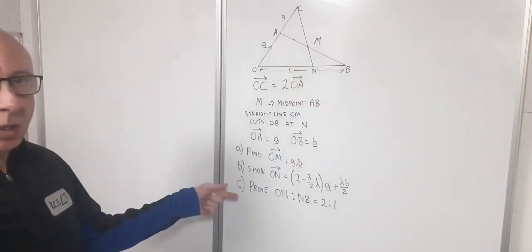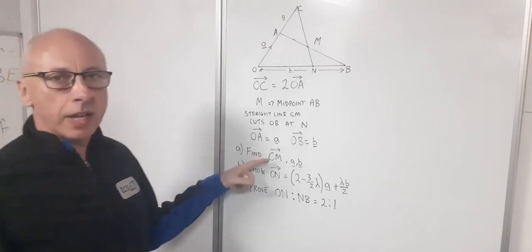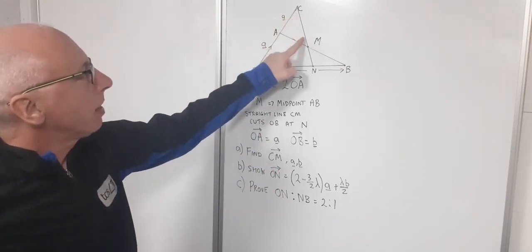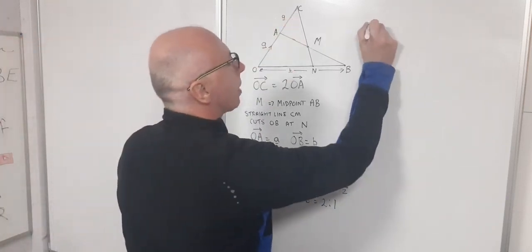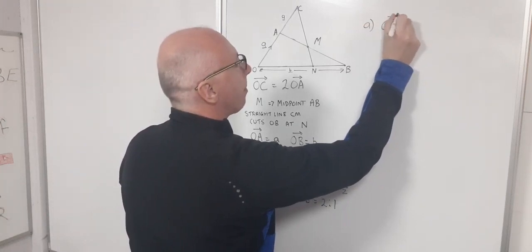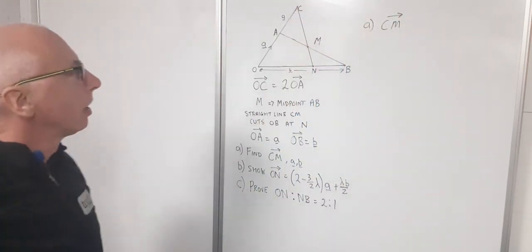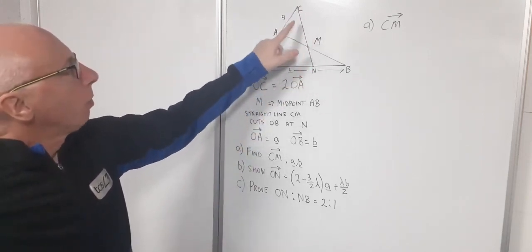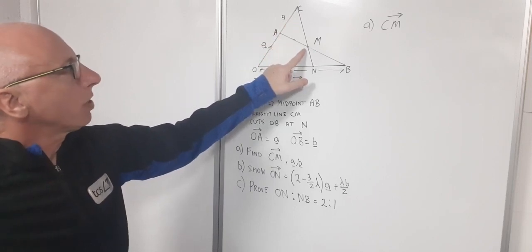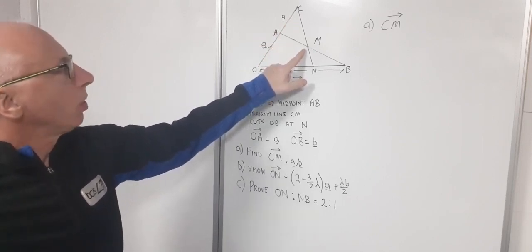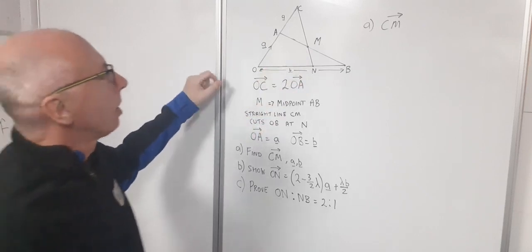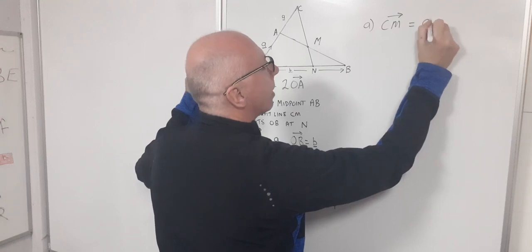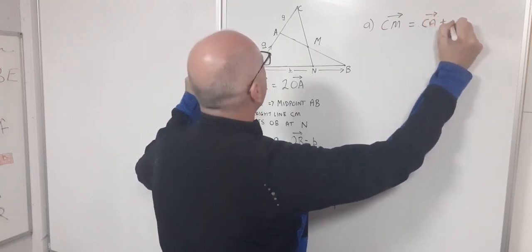Now, we've got three parts of this question. The first one asks, find the vector CM in terms of AB. Now, CM is this vector here. Let's just write this up. We're looking for CM. So in this direction. Now, how can we calculate that? Well, CM, what we know is we've got CA and we've got AM. So what we could do is add those up. So CM, that's our vector there, that would equal CA plus AM.